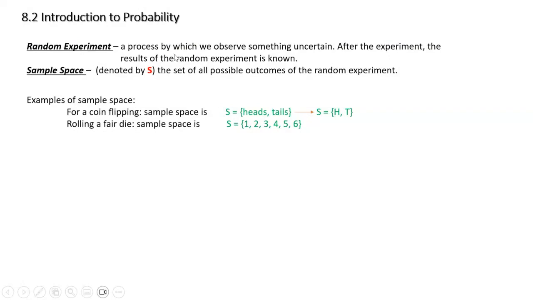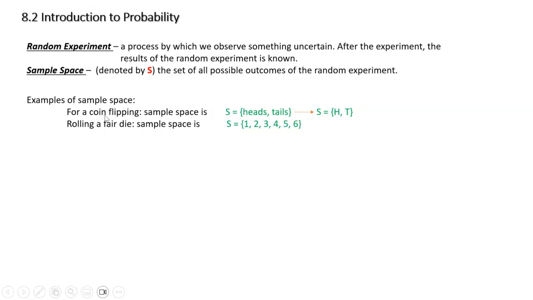Now we're doing something from 8.3, not 8.2. Introduction to probabilities. A random experiment is a process by which we observe something uncertain. After the experiment, the result of the random experiment is known, denoted by S, which is the sample space.